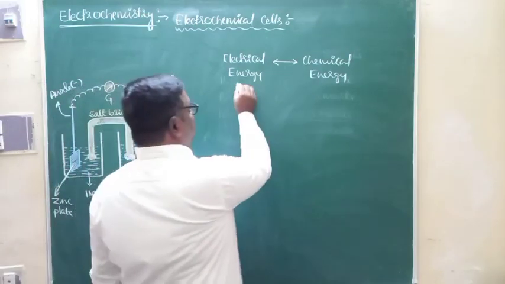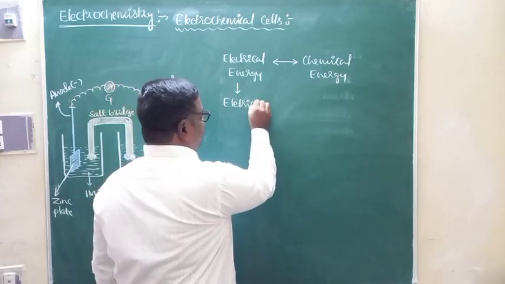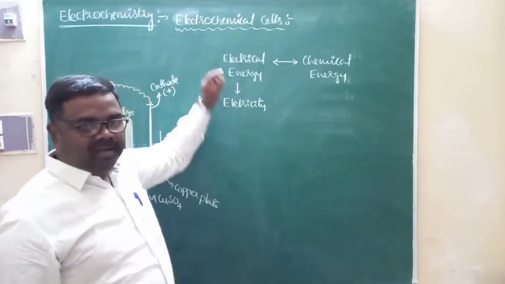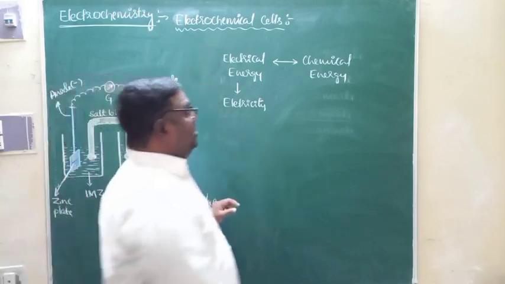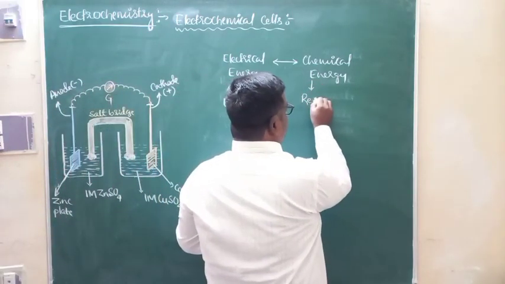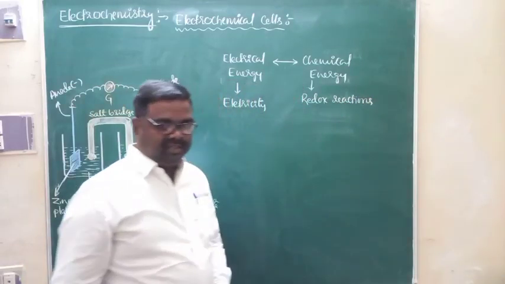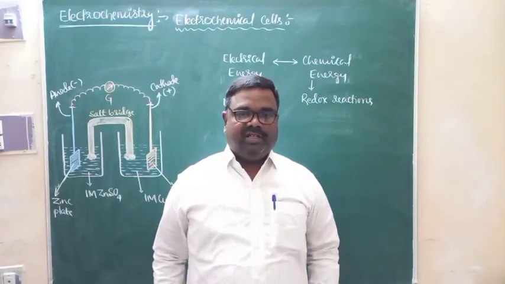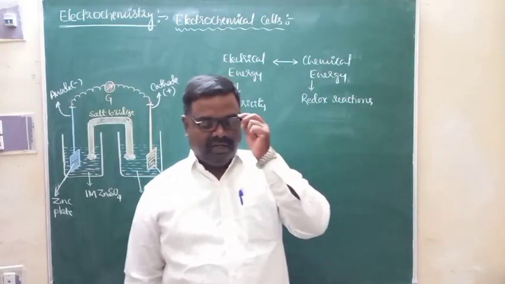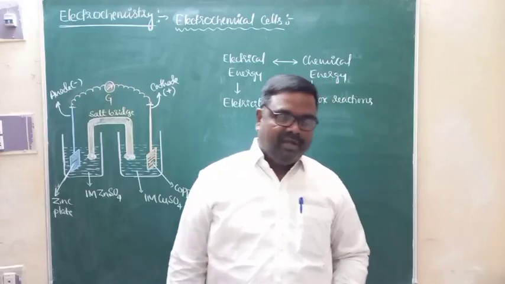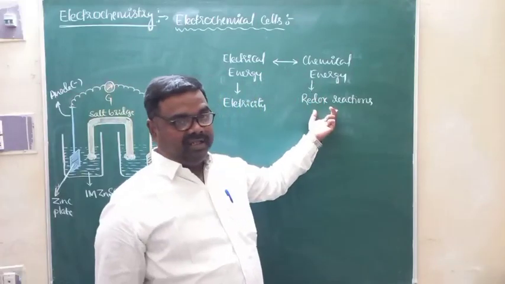As far as electrical energy is concerned, it will be in the form of electricity. The total charge that is passed through the electrolyte, that is what we call electrical energy, that is electricity. Chemical energy will be in the form of redox reactions, they are oxidation and reduction reactions. Oxidation reaction refers to the reaction where there is a loss of electrons. Reduction is a reaction where there is a gain of electrons, right? That is what we call redox reactions.